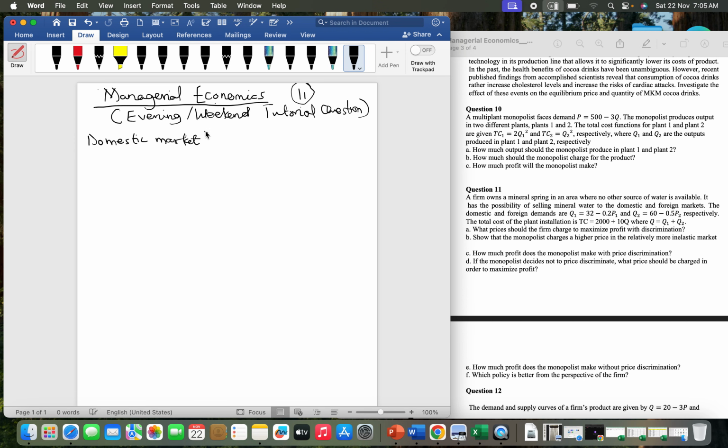So with the domestic market, we have Q1 is equal to 32 minus 0.2 P1. So that's for the domestic market. Then the next one we have the foreign market. With the foreign market we have Q2 is equal to 60 minus 0.5 P2. Then we're given total cost.